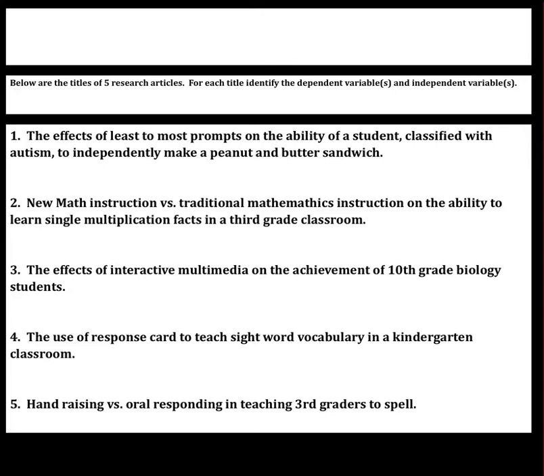In other words, for number 1, the effects of least to most prompts on the ability of a student classified with autism to independently make a peanut butter sandwich. What is the independent variable in that study and what is the dependent variable? So put the video on pause, do all five, identifying the independent and dependent, then turn the video back on and then we'll take a look at it. So go ahead.